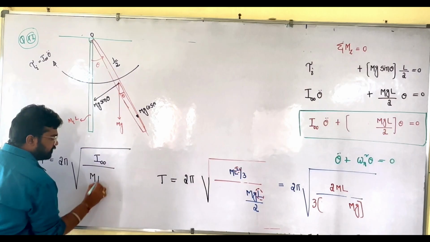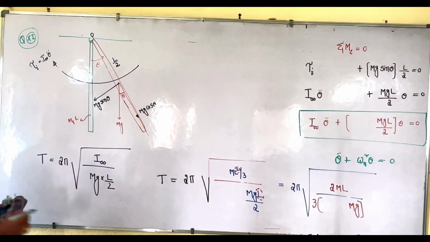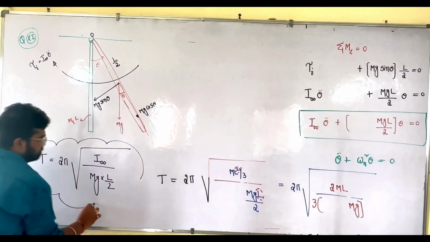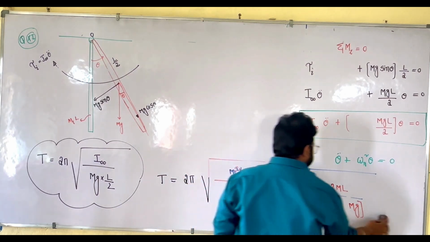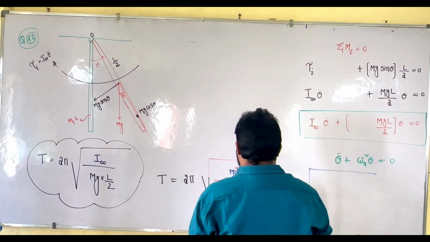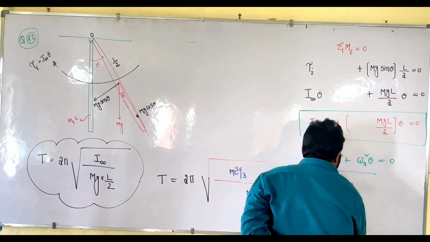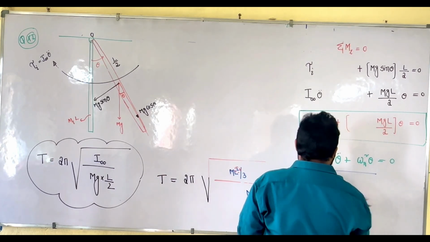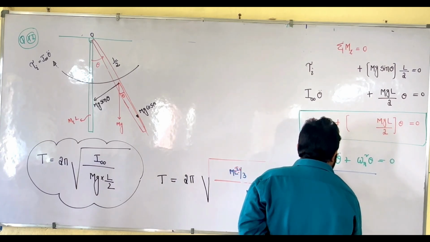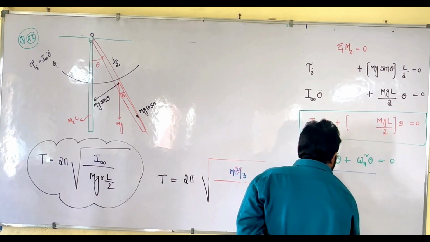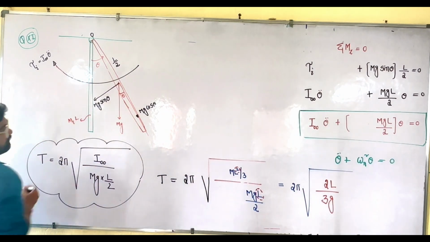So what is the moment of weight? mg into L by 2. This is your previous year question. 2 pi, this is finally what is obtained. What is the answer to this question? 2 ml, 2 times of ml gets cancelled out. 2 times of L by 3g. 2 times of L by 3g.